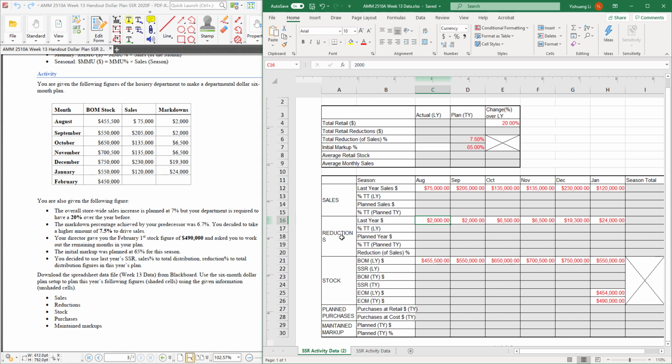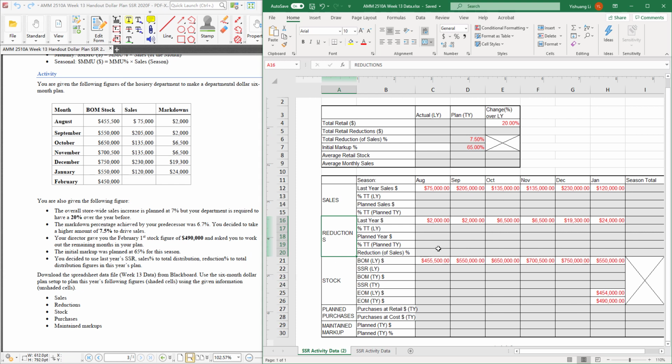And you might be wondering why here we have reductions and here we have markdowns. Be reminded that reductions usually includes markdowns, and we do have other numbers included under reductions, but if you don't see, for example, discounts, then usually markdown numbers need to be filled in as reduction numbers.